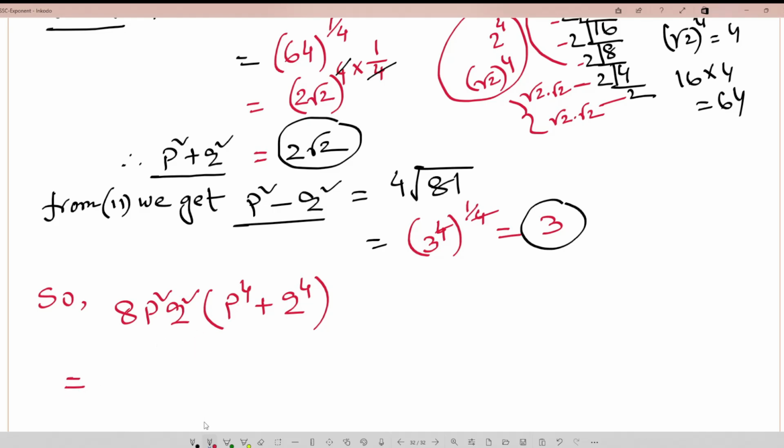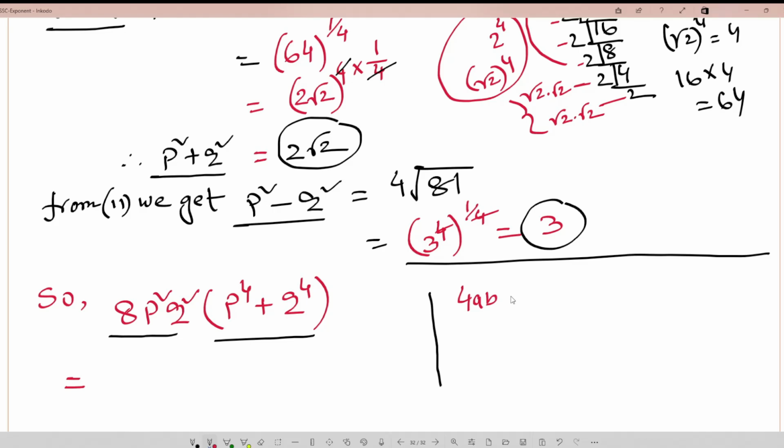This one, look, 8p²q²(p⁴ + q⁴), we need to make some theory. We know about one, which is the 4ab formula of algebraic expression: (a + b)² − (a − b)². Everybody knows this one, but I need to explain it.